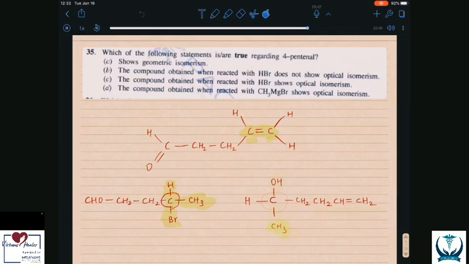Reacting with CH3MgBr, the CH3 molecule attacks the carbonyl carbon to form the end product shown here. Here also there is a chiral carbon with four different groups attached to it. Therefore, there is optical isomerism.